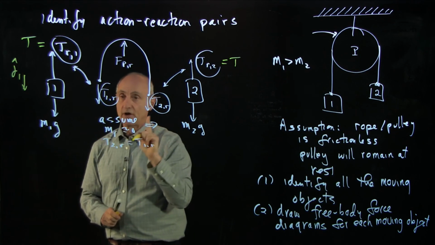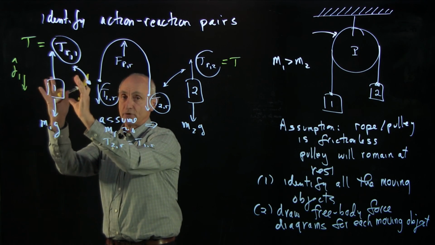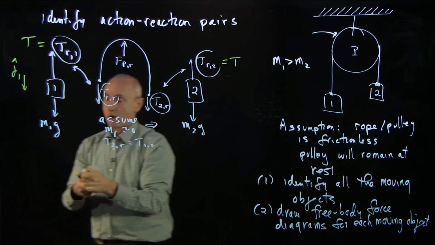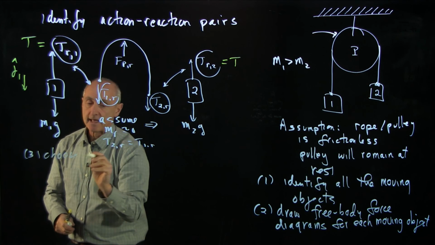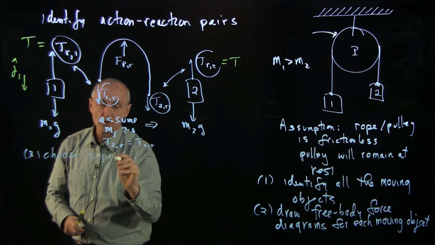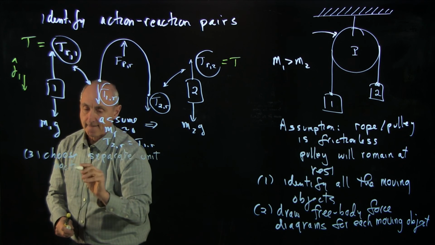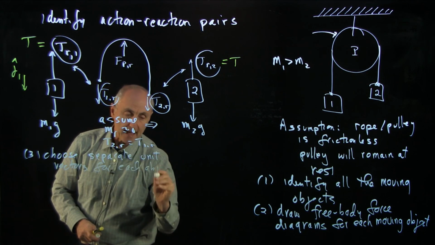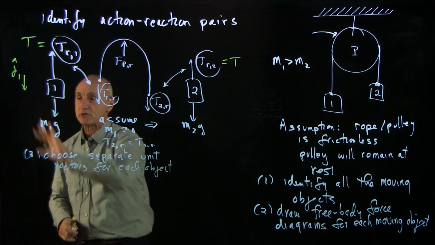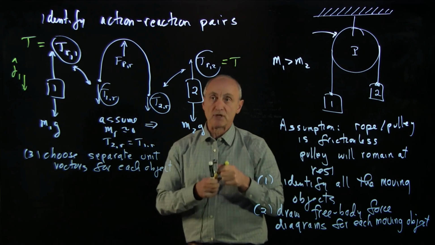Now, here is the very interesting thing. We choose a separate coordinate system for each object. So I'm going to write that down. We want to choose separate unit vectors for each object. And our accelerations will be with respect to those unit vectors. This is where a lot of people get tripped up.